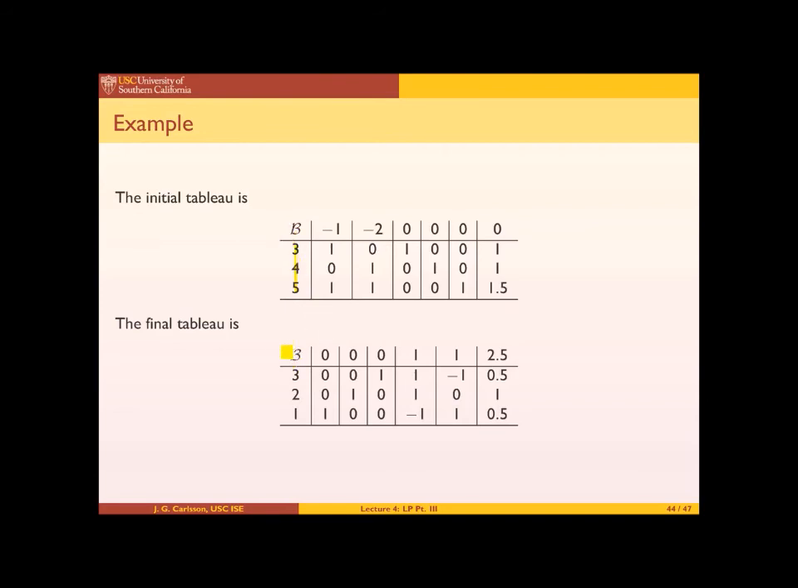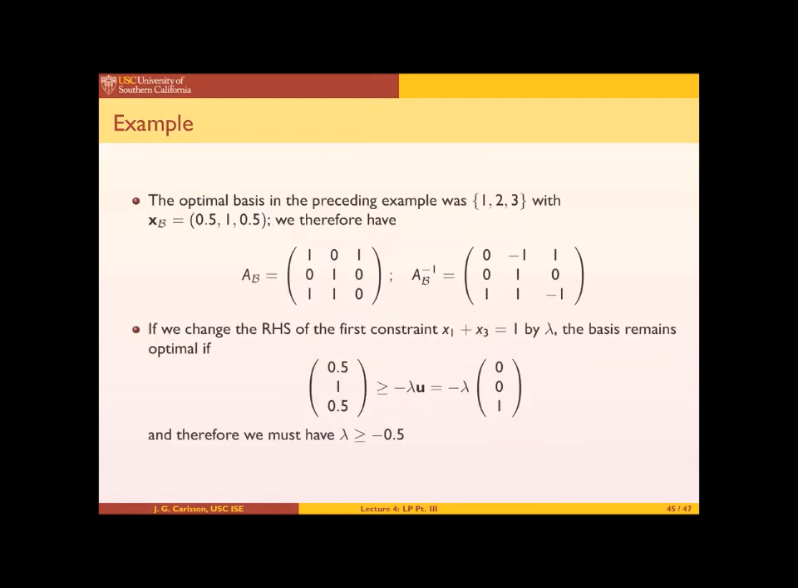So it looks like that, and so what happens? You have x1 equal to 1/2, x2 equal to 1, x3 equal to 1/2, the objective value is minus 2.5, and so on and so forth. And you have that written down. So what is true? The optimal basis, first of all, is x1, x2, x3. And so what is A_B? A_B is just the first, second, and third columns of that matrix A.